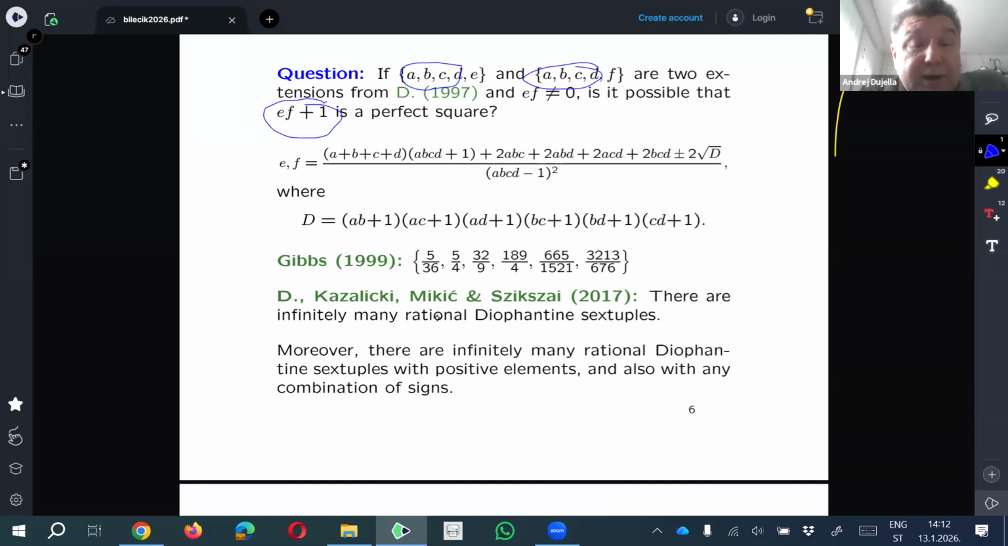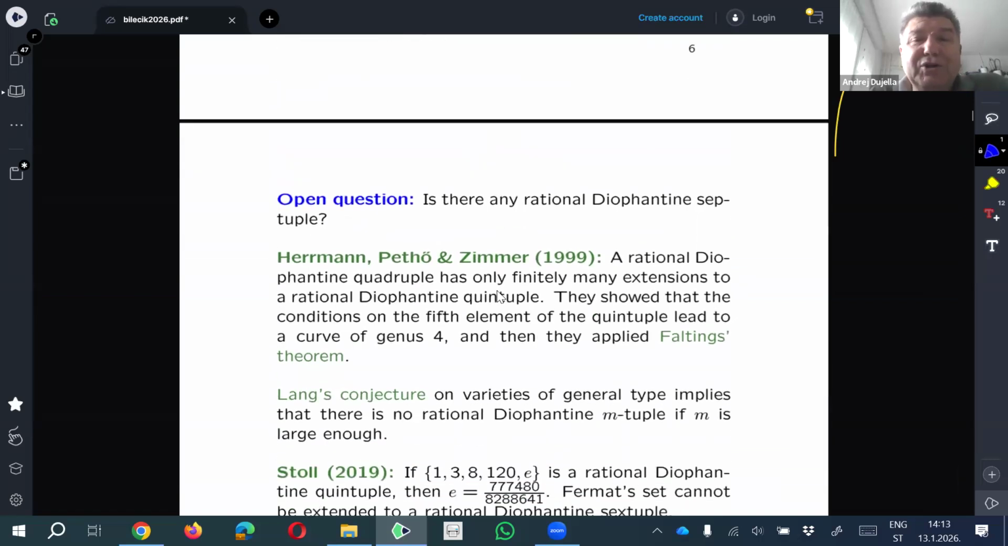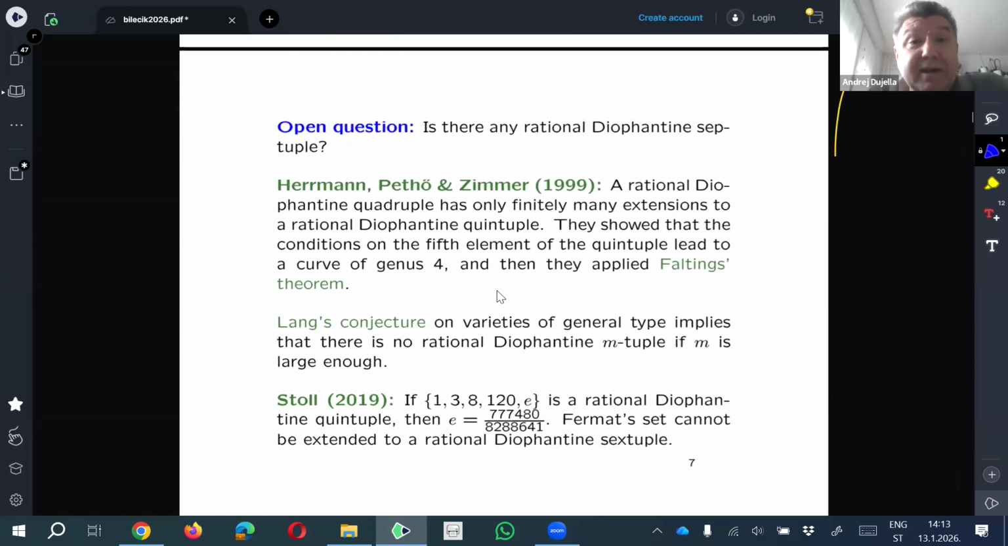But the first important result came after a few centuries, as it was an open question whether there exists any sextuple. Phil Gibbs in 1999 obtained several examples of Diophantine sextuples, and some of them really use the idea I presented. And in 2017, in joint work with Matija Kazalicki, Miljan Mikić, and Márton Szikszai, we proved that there are infinitely many rational Diophantine sextuples. In the meantime, several other constructions of Diophantine sextuples appeared, but the next natural question, whether there is any seven-tuple, still remains open.